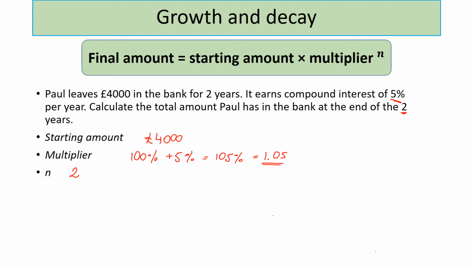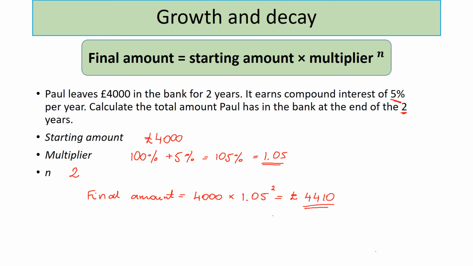So the starting amount, in the formula, you can see that to work out the final amount, I need to times the starting amount, and the starting amount is £4,000. I need to times it by the multiplier. We've worked out the multiplier, and then raise it to the power of n, and the value of n is 2. Now you just use the calculator to work it out, and the answer is 4,410, and that's the answer.